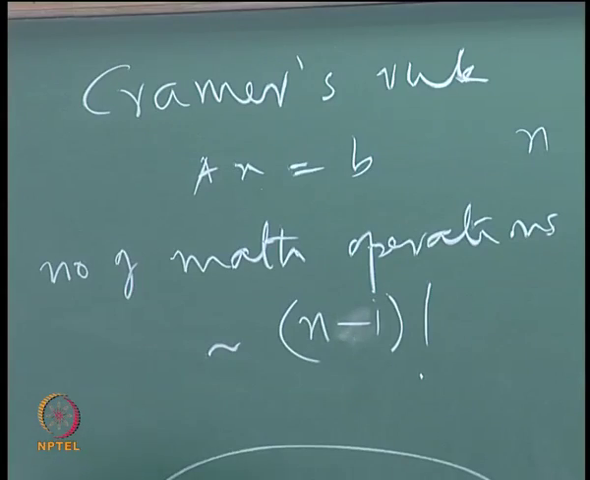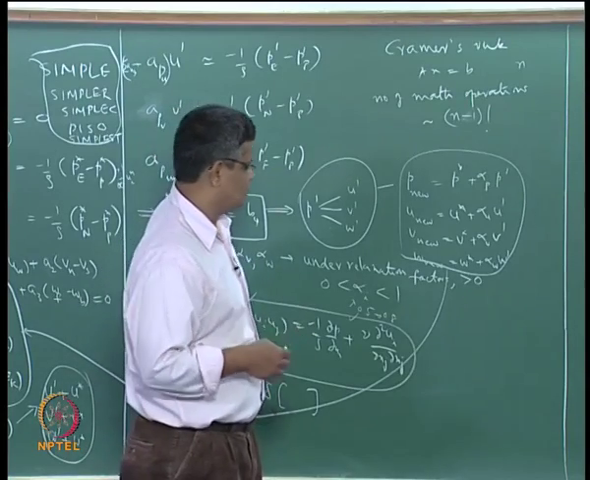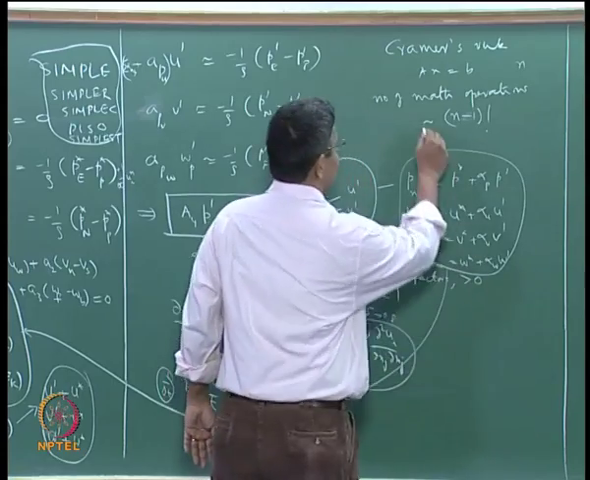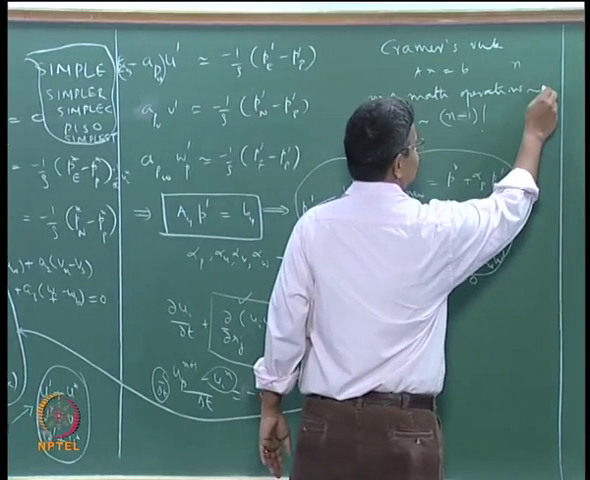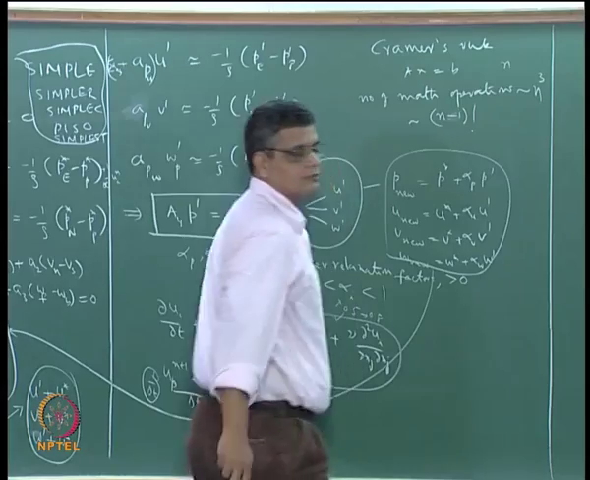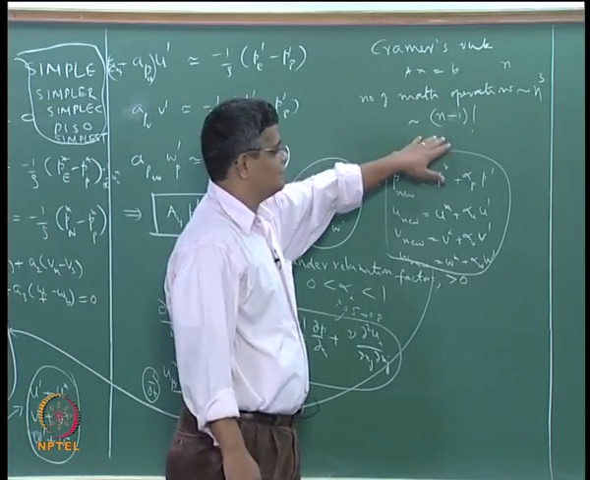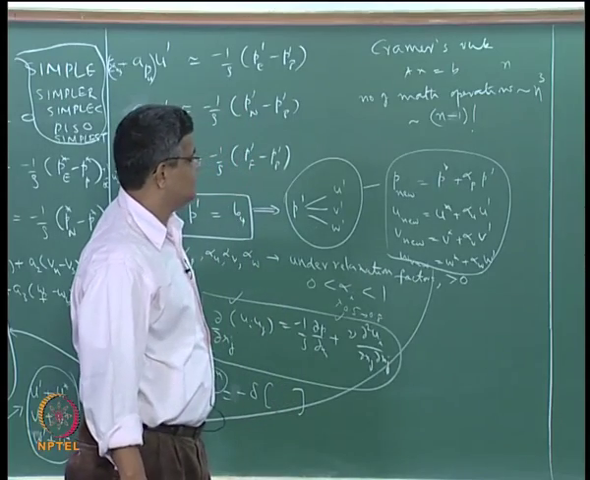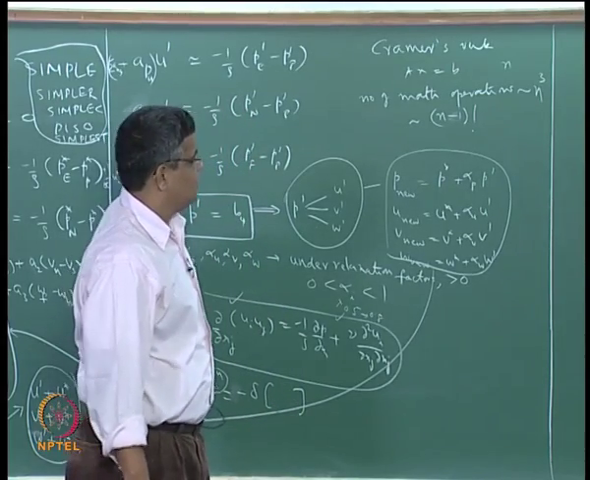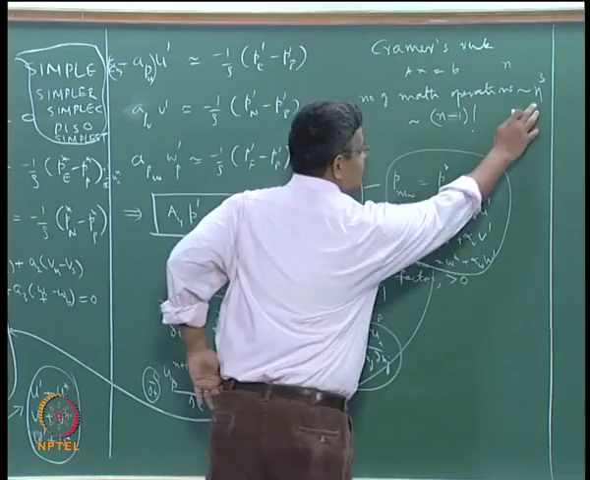There are other methods like the Gaussian elimination method, we will look at them, where the number of mathematical operations varies as n cubed. So n cubed is not as prohibitive as this, as the factorial n factorial, but even this can be very large.